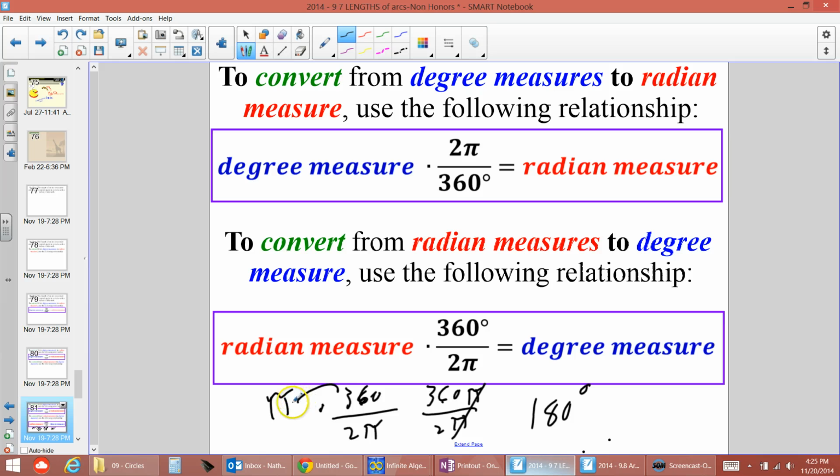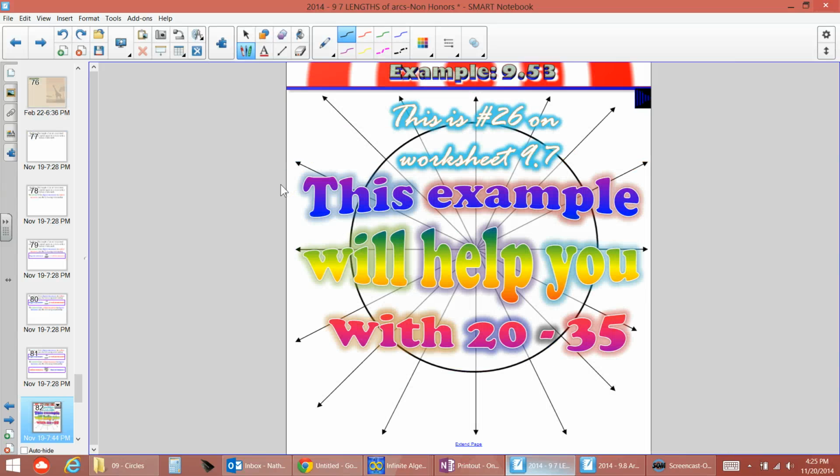So now I went from radians into degrees. And back from our previous discussion, we know that pi is, in fact, a half a circle, 180 degrees. So hopefully these formulas will be fairly simple. I'll tell you what it is in radians, you tell me what it is in degrees. I tell you what it is in degrees, and you tell me what it is in radians. Okay, so this is going to help with problems 20 to 35 from the worksheet.